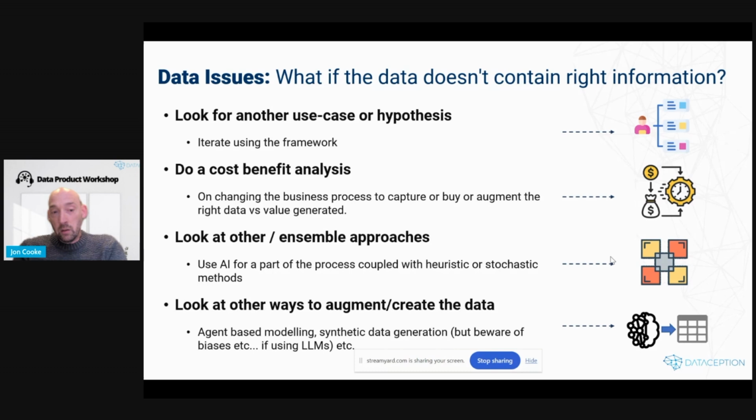The other way is, we look at ensemble approaches, which basically means you're using AI for part of it. You might use some stochastic or some classic linear algebra, or even a heuristic rules engine to generate the data, or it might be using an agent-based model or something like that. So it's not all about whether it's just AI or not. You've got to look at the end-to-end solution and use the right tool for the job. And there are also other ways of augmenting and creating the data, and a lot of people are using LLMs to generate synthetic data. Obviously, you need to be aware of biases and stuff like that as well. But there are other frameworks and other ways of generating data to do this. So don't stop if you can't get the data. Have a look at other ways of doing that.